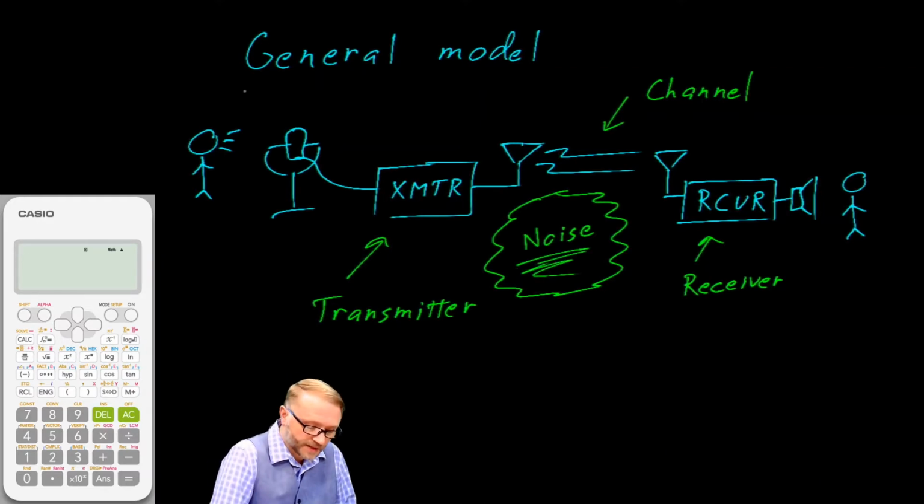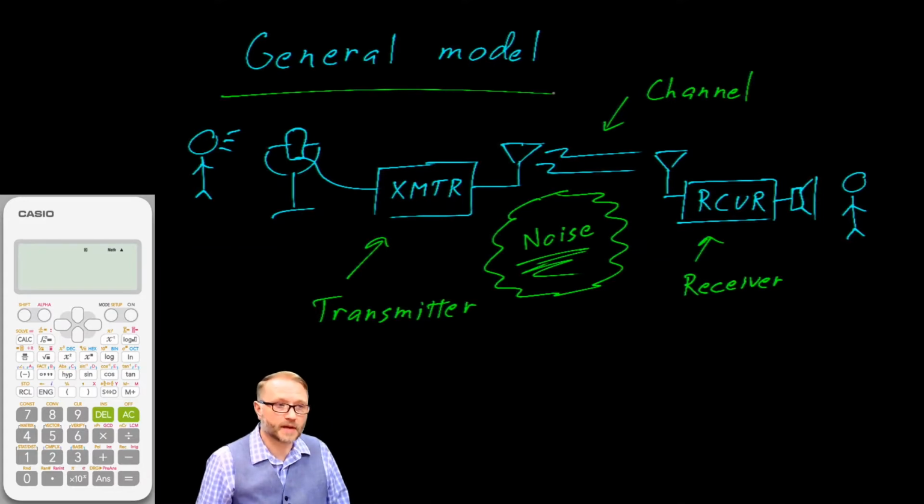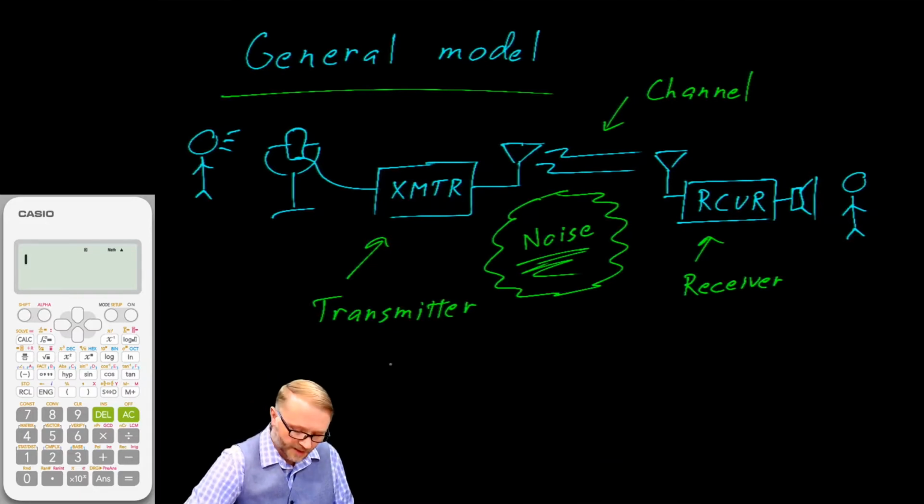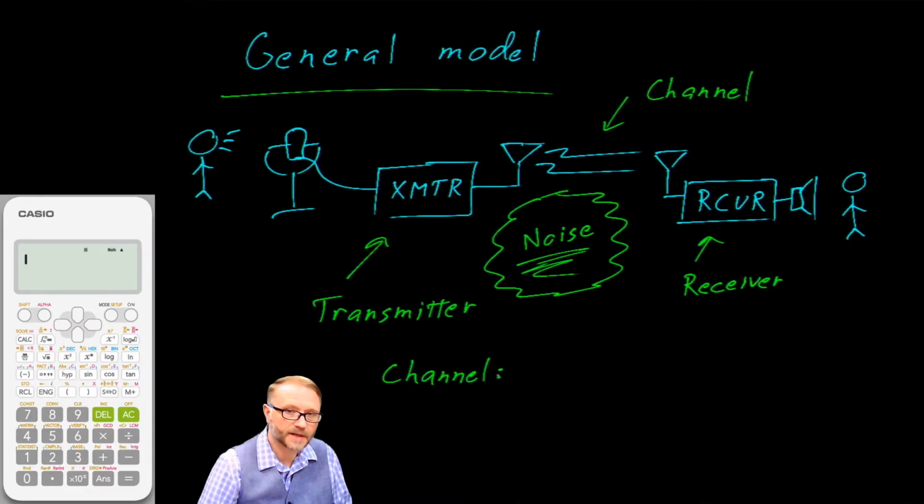Now, our objective in this general model is to pass a message. We pass a message from the transmitter through the channel to the receiver. Before we move on, we should make a note regarding the channel. The channel can take on many different forms. It could be radio, as implied above. It could also be a cable. It could even be fiber optic.